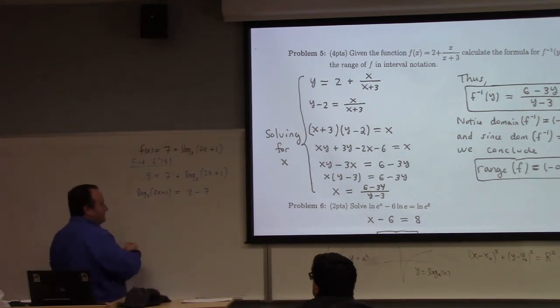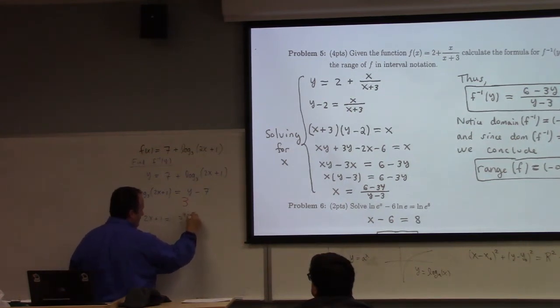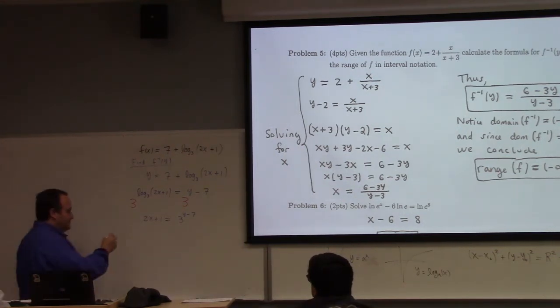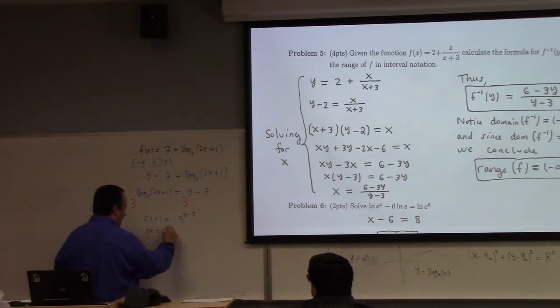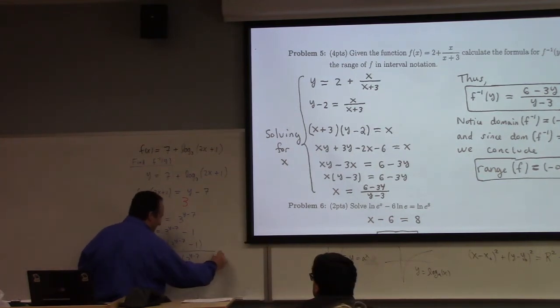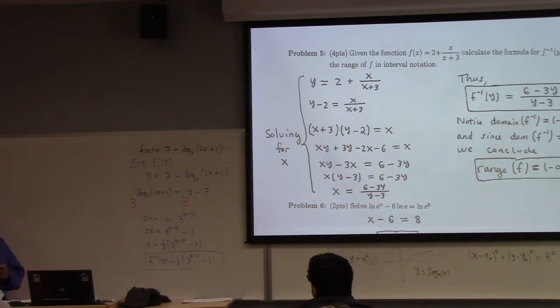So I take both sides, and these cancel out. We get 2x plus 1 is equal to 3 to the y minus 7. And then I solve for x. So there you go. f inverse of y is 1/2 times 3 to the y minus 7 minus 1. It is quite obviously not the same.